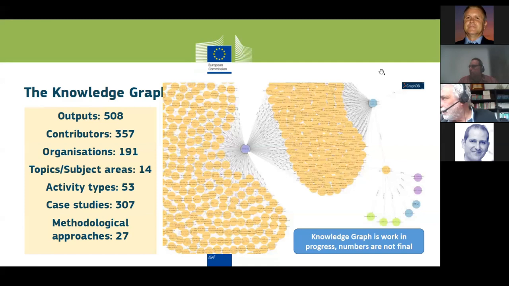Just as an overview, at the current moment, this morning, we had more than 500 outputs from more than 350 contributors that belong to almost 200 organizations. And all these outputs, people and organizations are tagged with attributes that give us the opportunity to filter, select and combine information in our knowledge graph. So we have, for example, activity types, where you say, okay, this is a webinar, this is a report, this is a serious game, all different kinds that are possible. We had more than 50 different activity types.